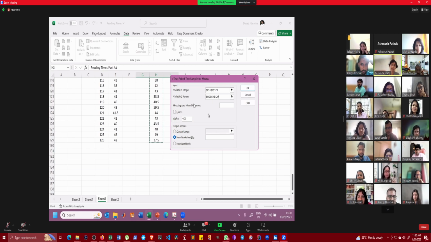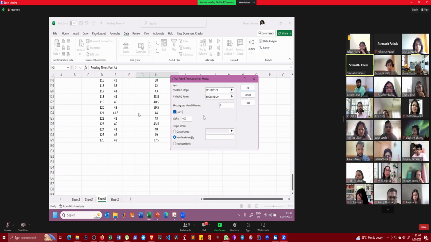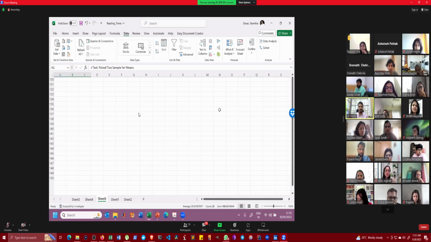So the hypothesis is that after the ad, the average reading time increases. That is correct. So the assumption here is that it is increasing. Let's say I put the hypothesized mean difference equal to 0, which means I'm testing whether there is any effect of the ad or not. Okay, so fine. Click OK. Here, do we not check the variances? No, there is no variance check here, because it's the same set of data.